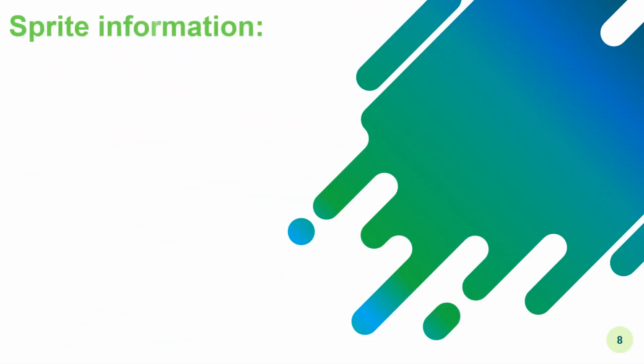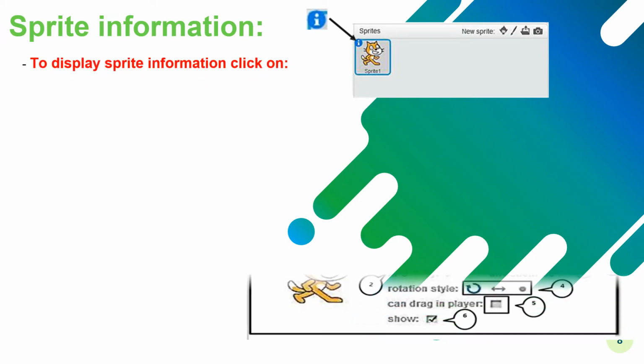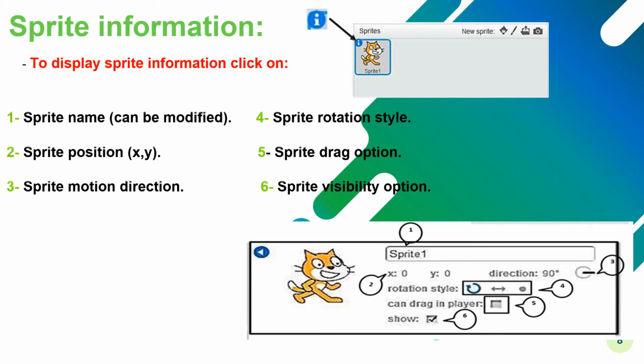Now, how to know the sprite information? In order to know the information, you have to click on the small blue eye button on the sprite picture, as you can see in this picture. Now, as you can see, this page or this window will open to you. Here you can see much information.